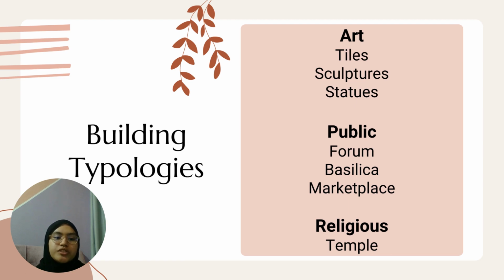I will continue with the remaining types of building in ancient Rome. There are 3 other types of building which can be categorized as art, public, and religious. Today I will focus on the public type of building, forum and basilica, as well as the religious type of building, which is temple.